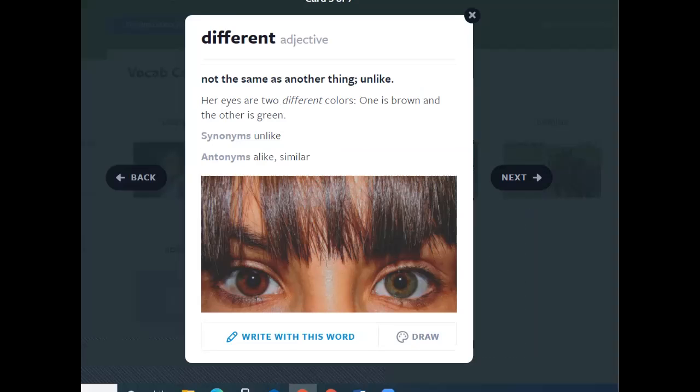The next word is different. It is an adjective, and it means not the same as another thing. Unlike. The vocabulary word is different. The part of speech is adjective, and it means not the same as another thing. Unlike. So pause the video, and just as you did with compare and contrast, you're going to write the word different in column 1. You're going to write the part of speech is that it's an adjective, and then you're going to write the meaning or the definition, not the same as another thing, unlike.